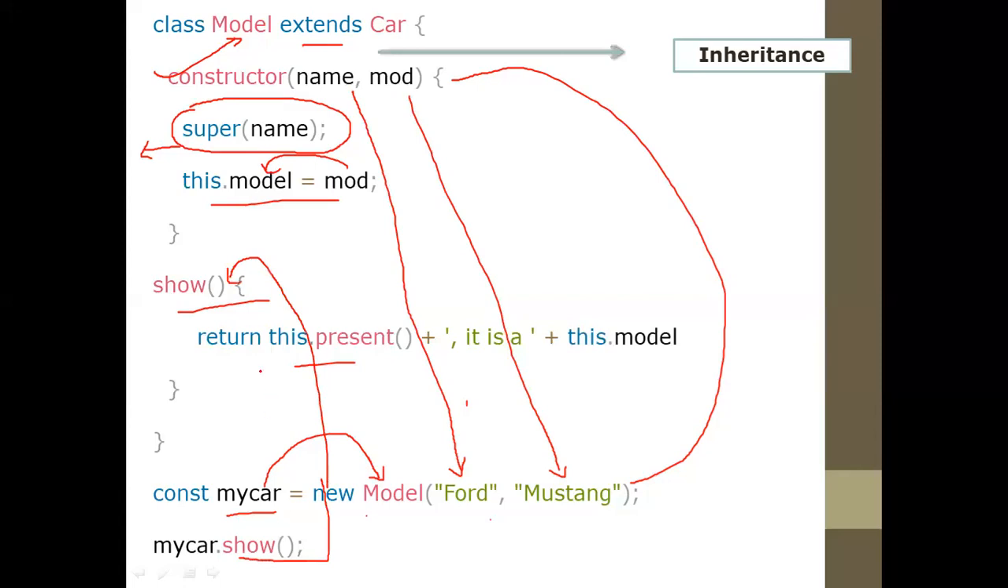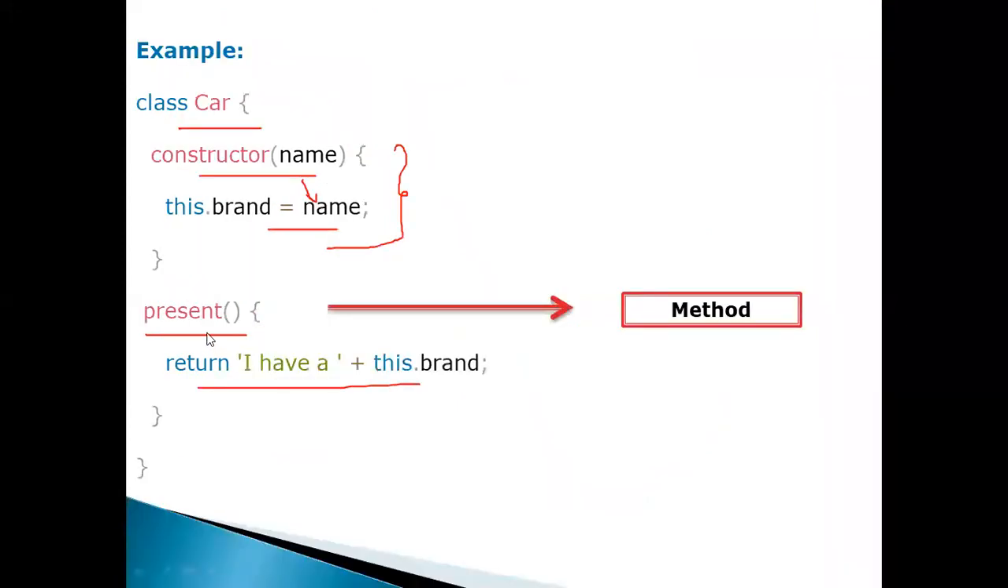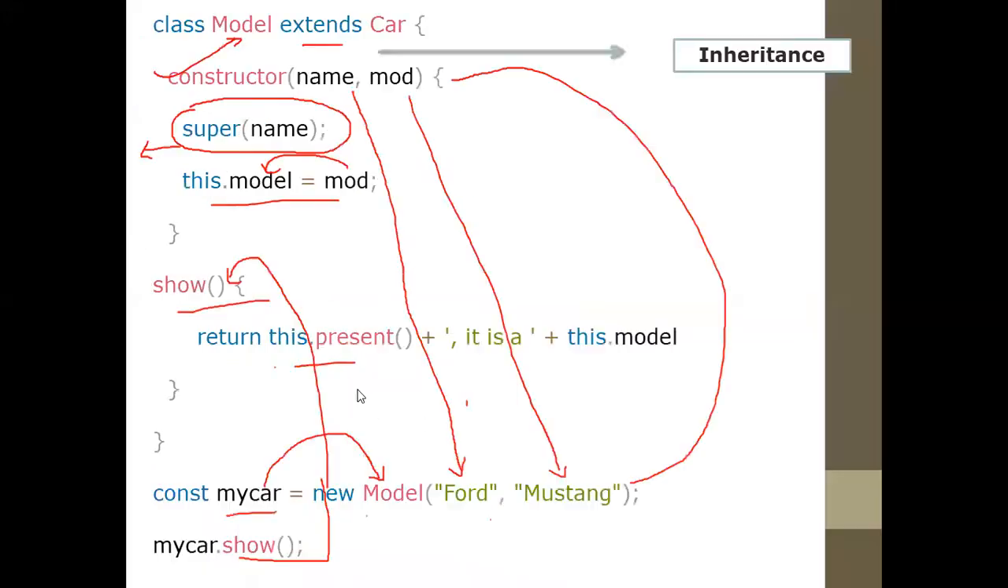Once the show method has been called, it will internally call return this dot present. This dot present means the superclass's present will be called. So the output is: I have a this dot brand. This dot brand means Ford, so I have a Ford will be written over here. The statement is displaying I have a Ford plus concatenation, it is a dash model, and this model is going to be Mustang. So the output of this program is: I have a Ford. It is a Mustang. That is the output.